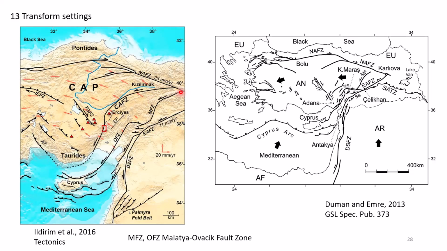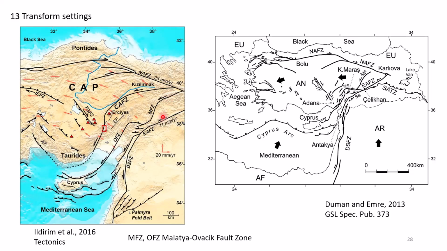But we see there are several other faults that have the same kinematics. The Central Anatolian Fault Zone is a major one, but also here the Malatya-Ovacık Fault Zone is very important for the seismic events from February 2023. We see here the Malatya Fault Zone curves in a right bend into the Ovacık Fault Zone.